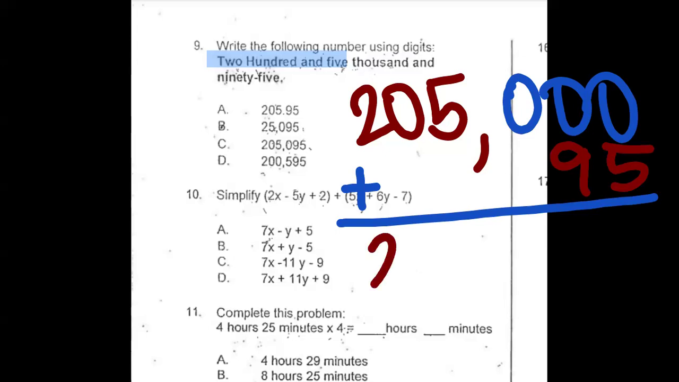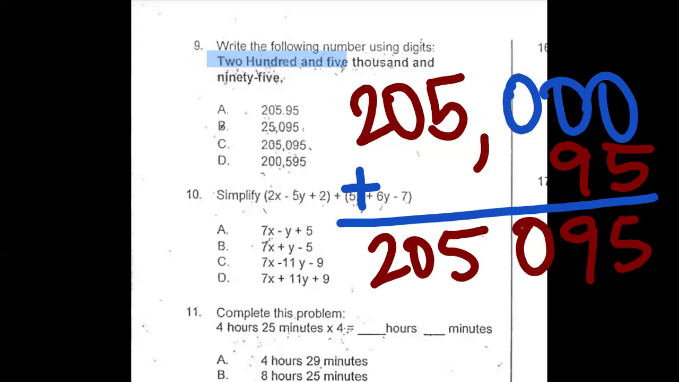So you're going to have 205,095. Yeah. So sorry about that. Yeah. So our answer is looking like C.